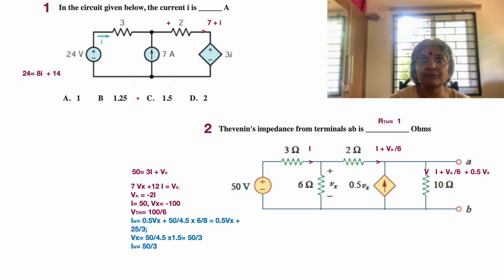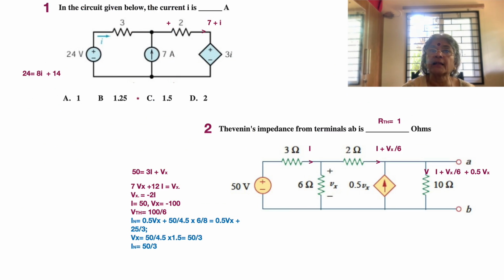Once we have the current flow pattern clear, then we can go for the balancing of voltages via Kirchhoff's voltage law. So that's exactly what we are doing. Let's see what we require out of the problem. The circuit given below, the current I is very simple in that sense. Now 24 volt is equal to all the drops, which include 3I.